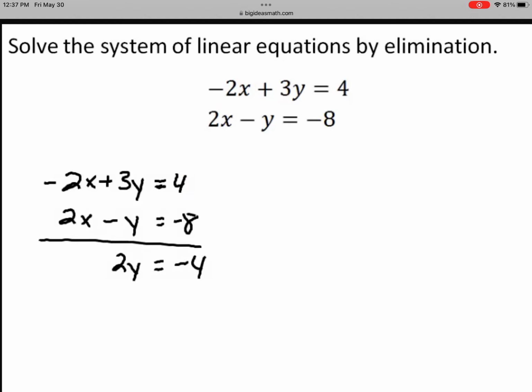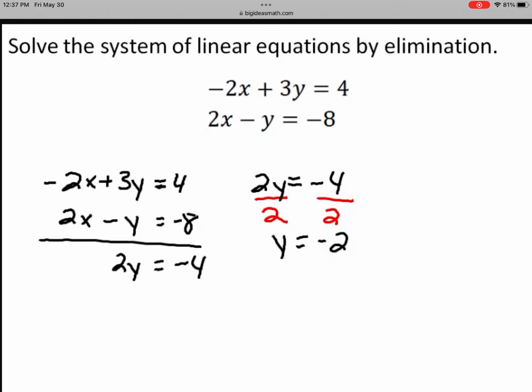This gives you 2y equals negative 4. Now solve 2y equals negative 4 for y by dividing each side by 2, leaving you with y equals negative 2. Next, substitute negative 2 for y in one of the original equations and solve for x.